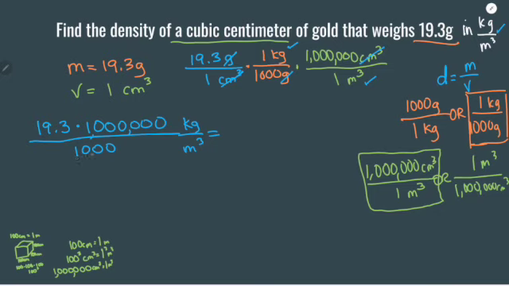We can do a little bit more canceling out. 1 million divided by 1,000 is going to take away 3 of those place value zeros, so our final answer is going to be 19.3 times 1,000 kilograms per cubic meter. And so as we calculate that out, 19.3 times 1,000, just move that decimal point 1, 2, 3 places, and it's 19,300 kilograms per cubic meter. And there you go. That is your A+ question of the day.